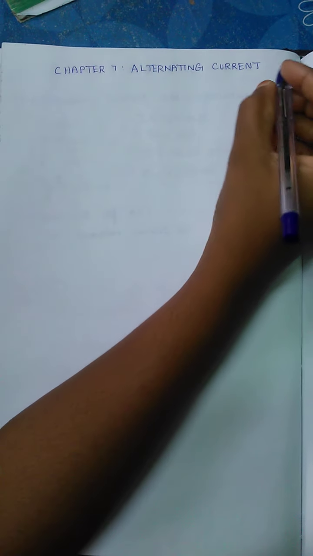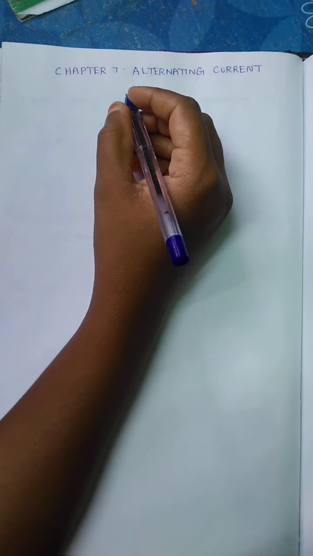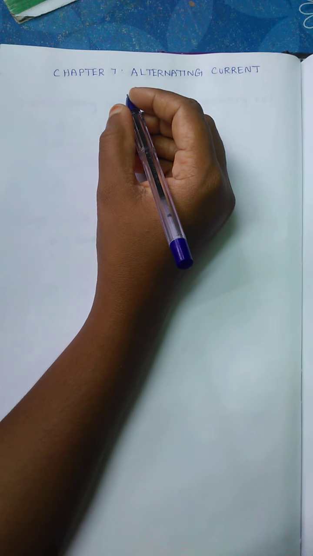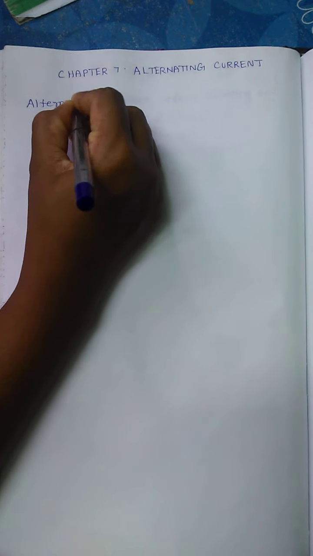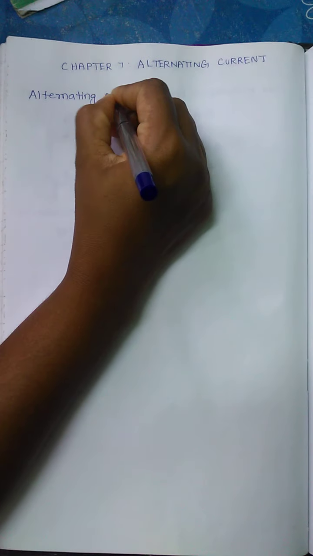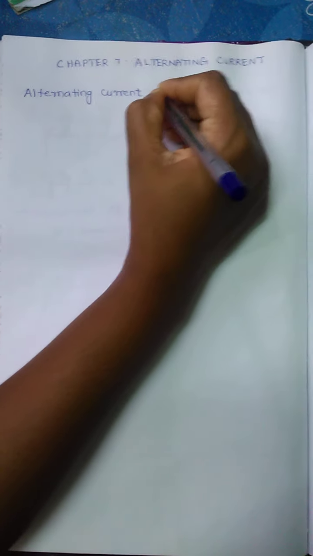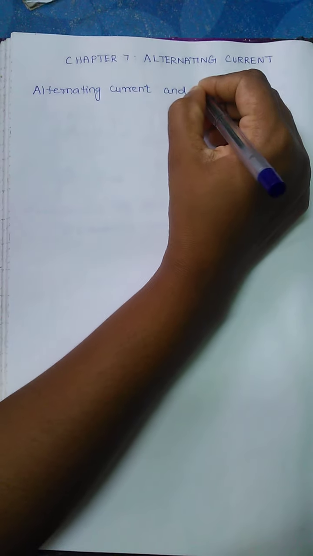In this chapter we are going to study alternating current and AC devices. First we are going to see alternating current and alternating EMF.